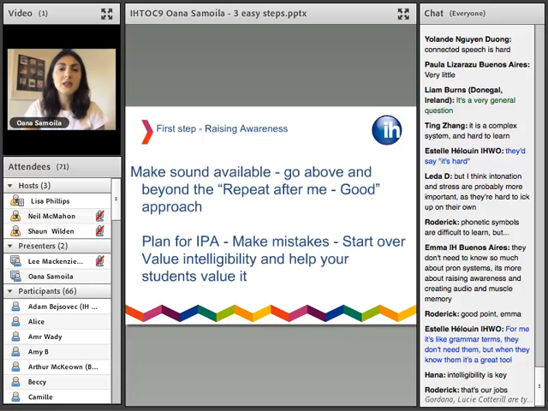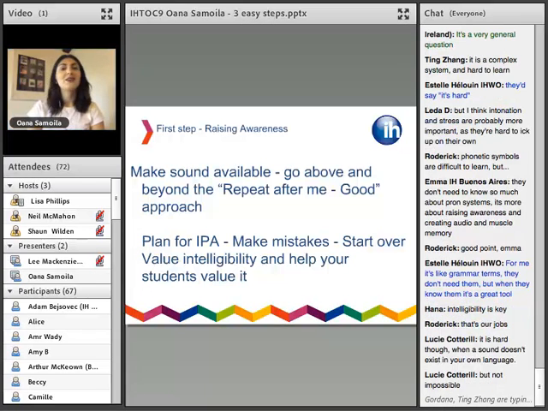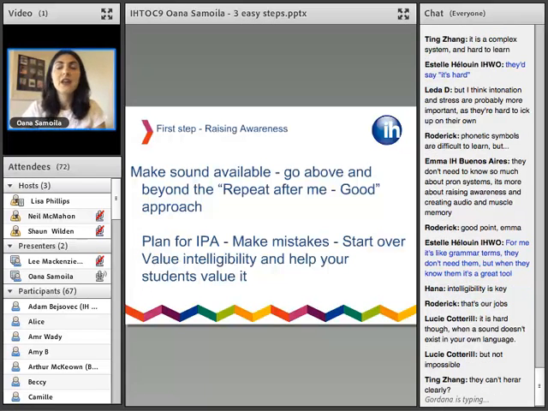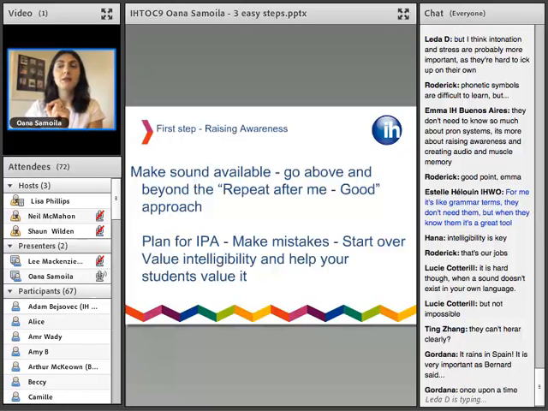So that brings me to my little three pieces of advice. Make sound available. Go above and beyond the repeat after me good approach. Now, unfortunately, I am myself a non-native, and I've been lucky enough to be in a CLIL situation that had both native and non-native teachers. But I found that usually both of those categories were going, oh, your pronunciation is not really accurate. Repeat after me. Really?